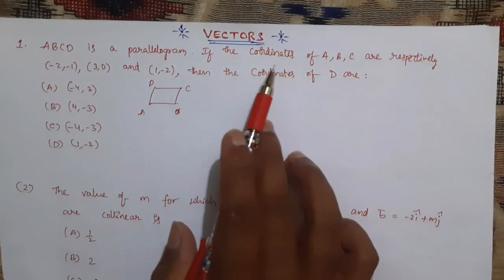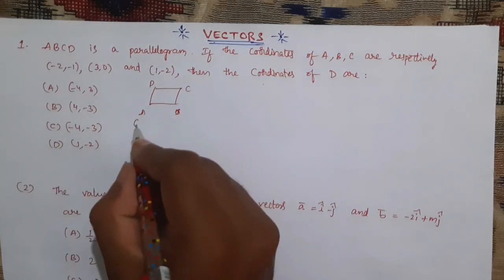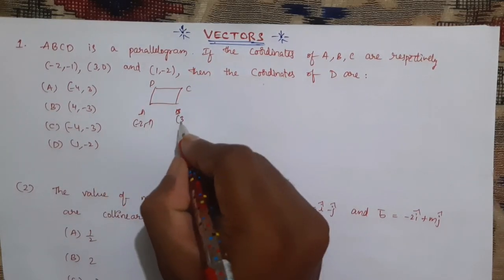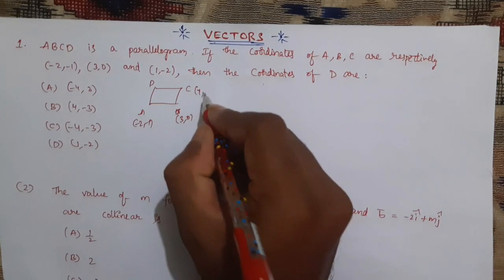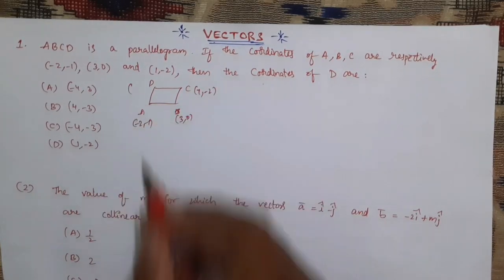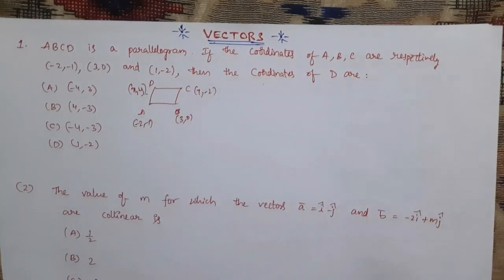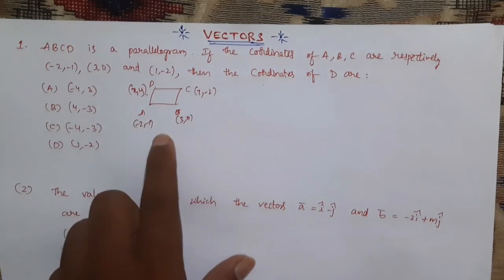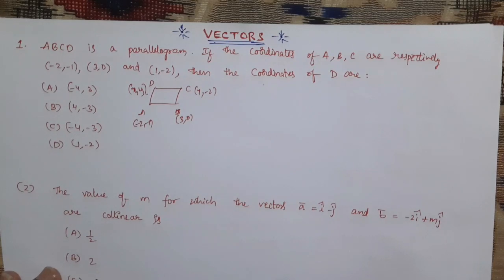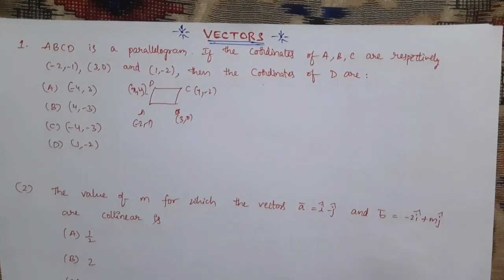With respect to the coordinates given: (-2, -1), then (3, 0), and then this is (1, -2). So this one we need to find, which we will consider as x, y. If they give 3 coordinates, then we need to find the fourth coordinate here.